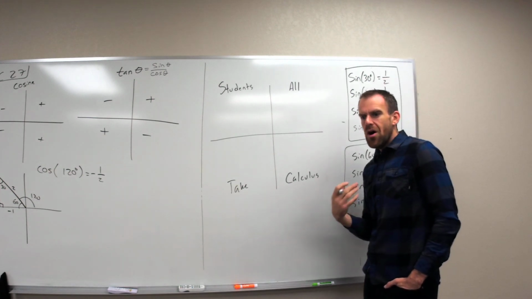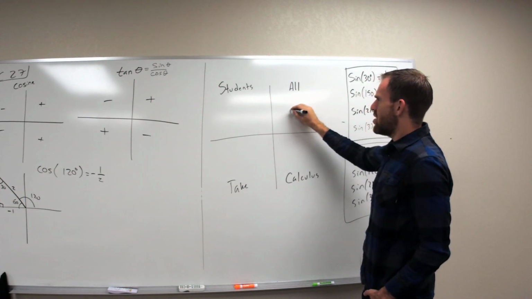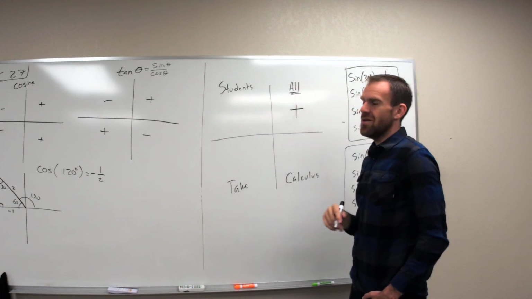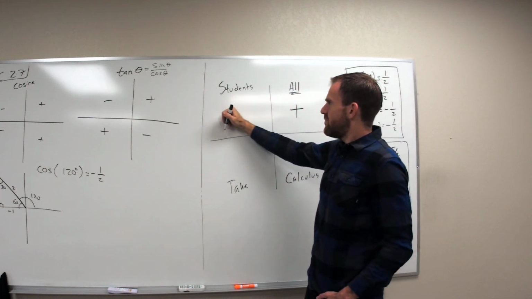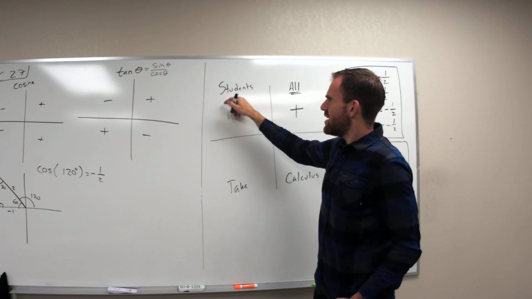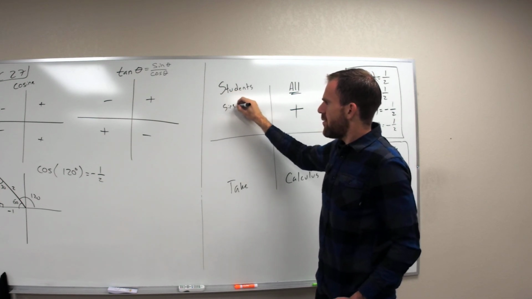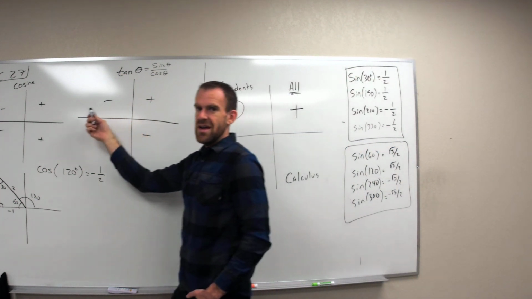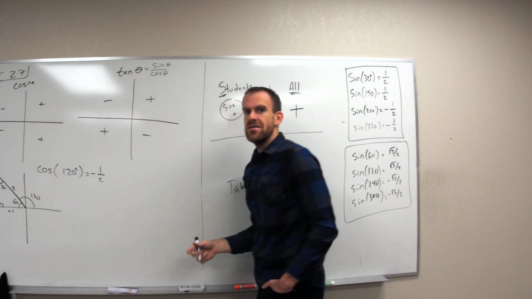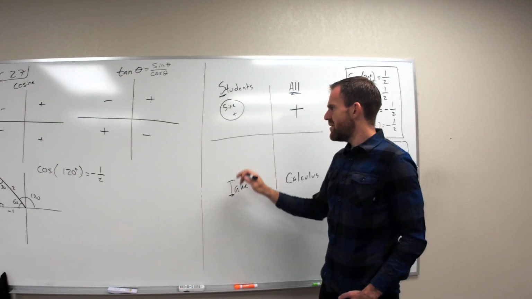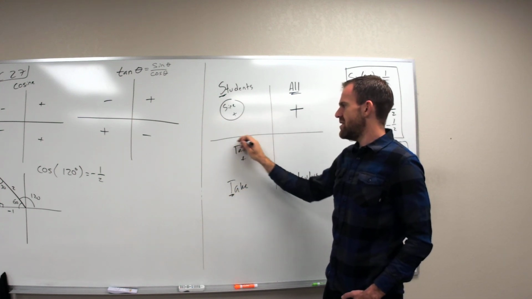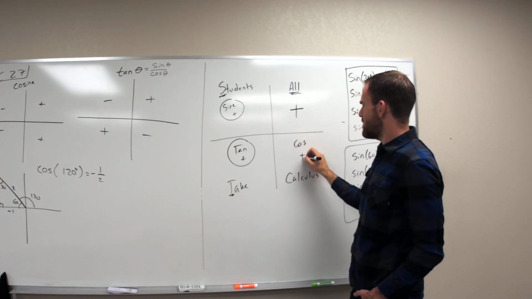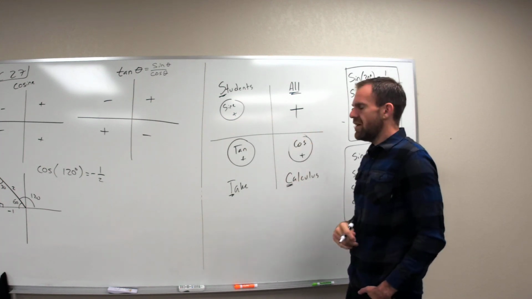So, all of them, all three functions are positive here because it's all. In the second quadrant, sine is positive. That's why there's an S. Tangent and cosine are negative. In the third quadrant, for t, tangent is positive. The rest of them are negative. In the fourth quadrant, cosine is positive, and the rest are negative.